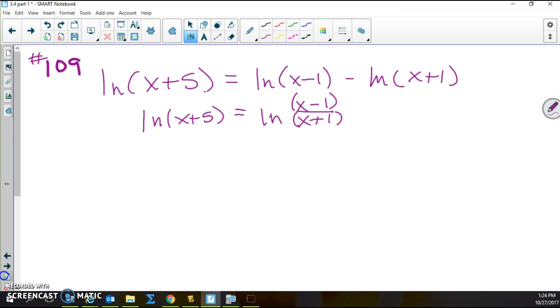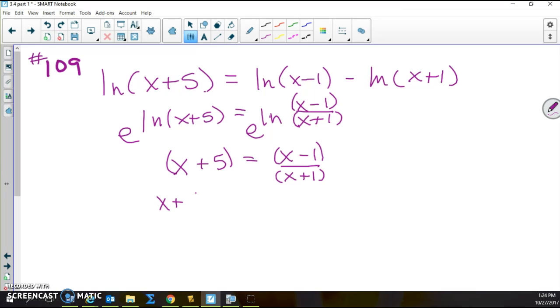Well, in the previous example we used exponentiation, so if I raise each side as a power of e to the log e, that just leaves us with the algebraic expressions x plus 5 equaling x minus 1 over x plus 1. And what we see now is simple algebraic problem solving. We're going to multiply both sides by x plus 1, and we're going to solve. We're going to subtract the x minus 1 right off the bat and get it set equal to 0.